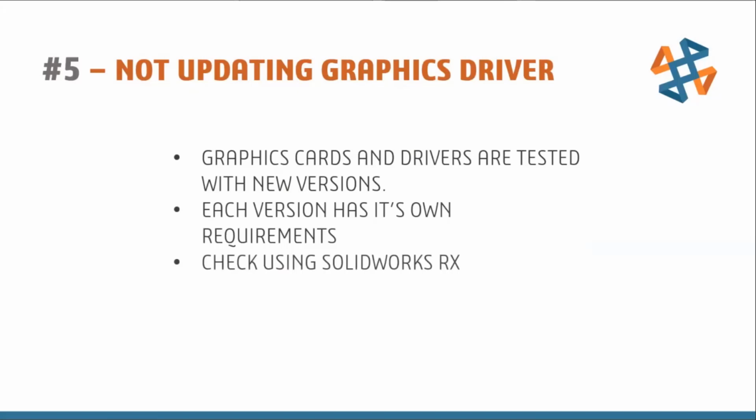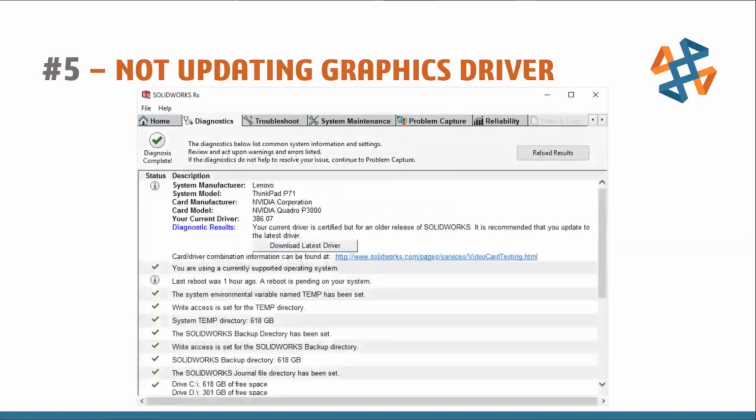You can check this using the SolidWorks RX. This is a program that you can access in SolidWorks itself, or in your Windows Start menu. You could type in SolidWorks RX, and it tells you a lot of information about your computer. As you can see, in the RX, it will pop up and tell you in the Diagnostics tab that your driver is certified possibly, but it's for an older release of SolidWorks, or maybe it's not certified at all. And it'll tell you right in the top section of the Diagnostics tab.